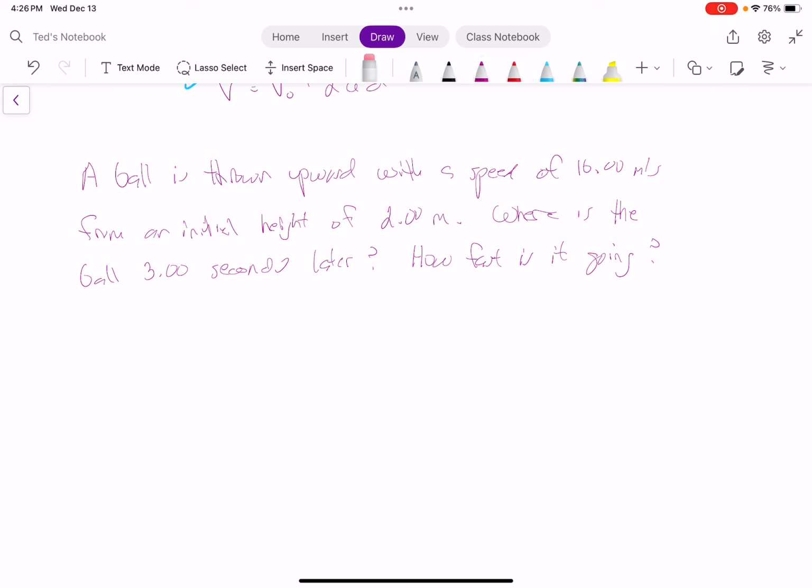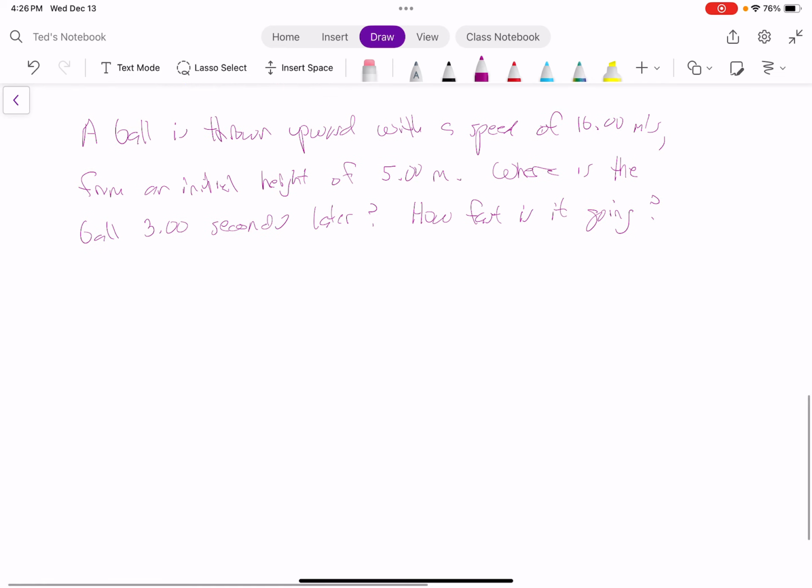And this is supposed to be a comma. I hope that doesn't look like anything else. Okay, ball's thrown upward with a speed of 16 meters per second from an initial height of 2 meters above the ground. And I'm going to change that again to 5 meters above the ground. Where is the ball 3 seconds later, and how fast is it going?